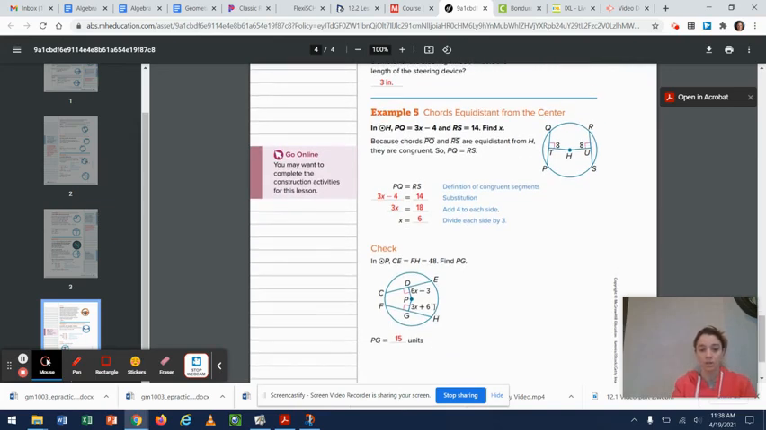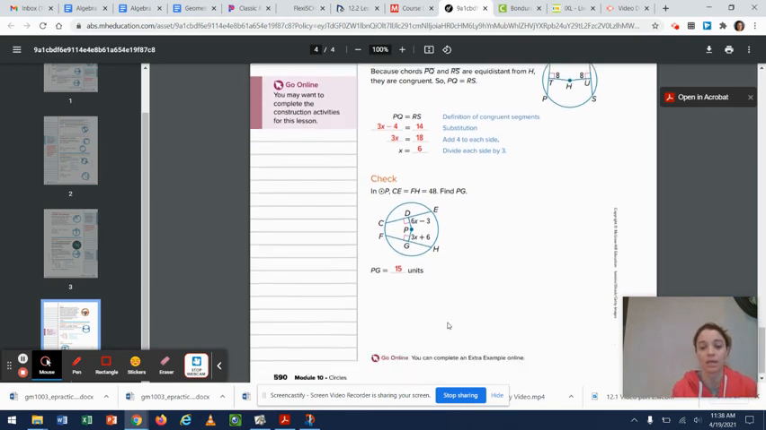In the check question, they're telling you the chords are equal, so now these distances to those chords would also be equal. So if you set them equal to each other, you would solve and get 3x equal to 9, and then you would divide and get 3, and then to finish, they want the length of PG, so then I would plug it back in. So 3 times 3 would be 9, plus 6 would be 15. That concludes arcs and chords.